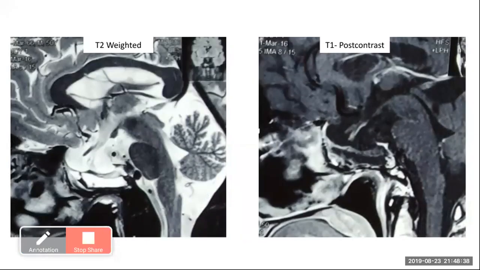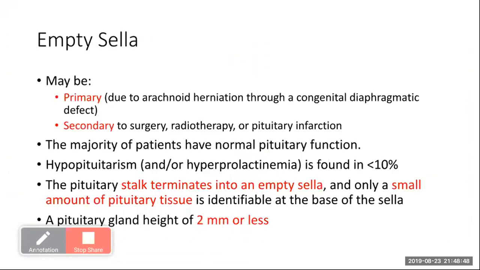Also for the same patient, just like this, T2 weighted images and this T1 post-contrast. This is the anterior pituitary. So it is empty Sella. It may be primary, just a congenital diaphragmatic defect, or secondary after either surgery, pharmacotherapy, or radiotherapy, or pituitary infarction.